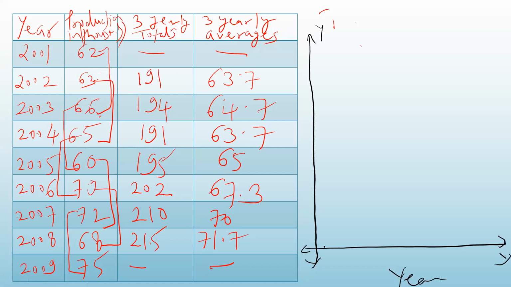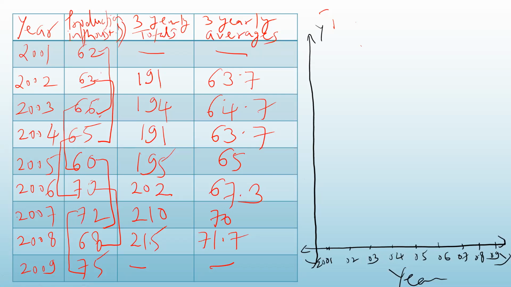So I may take it here: 2001, 2002, 2003, 2004, 2005, 2006, 2007, 2008 and 2009. Okay, on the y-axis we have to plot these production values. So it is from 62 to 75 at the most. Okay, so we can have 60 also.